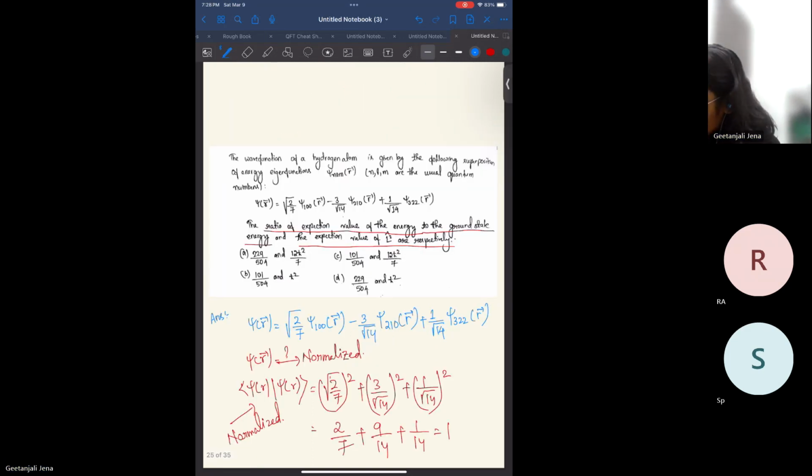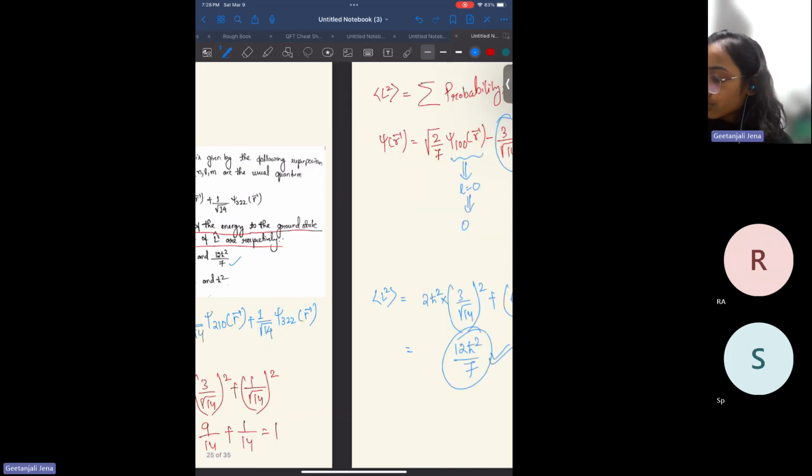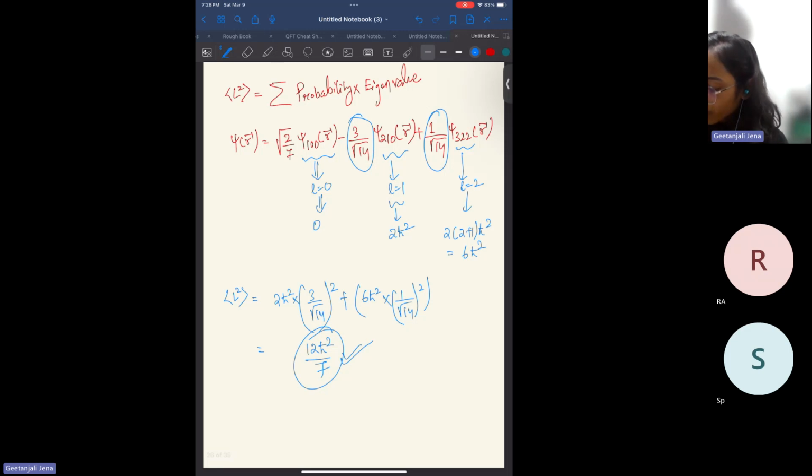Now, if you see in the options, there are two options that have 12 h cut square by 7. So for that, we have to calculate the first one, that is the expectation value of energy. Now the next one is asking about the ratio of the expectation value of energy to the energy of the ground state.